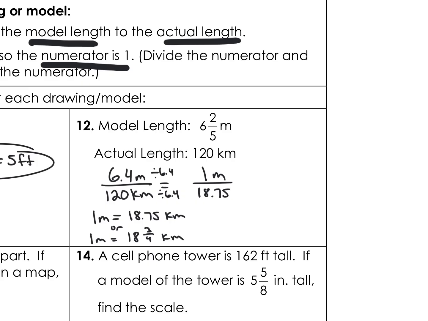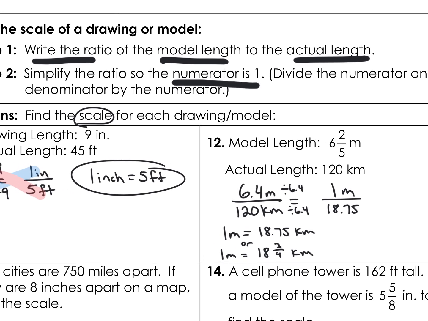Or we could say that 1 meter is equal to 18 3/4 kilometers, because that 0.75 is the same as 3/4. So when we're using scale to find missing measurements, we don't have to worry about changing it to a 1. We can just use whatever values are given. But when we want to find the scale, the big thing is that we always want that 1 in the numerator. So when we're finding scale, we want to get it simplified so that the numerator is 1, or the first number is 1.